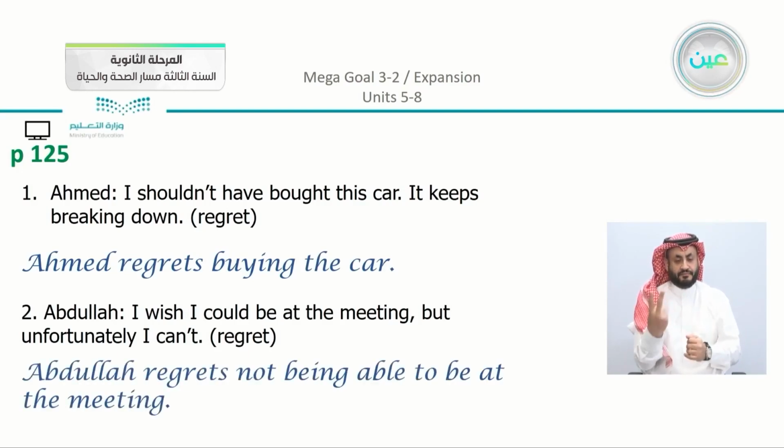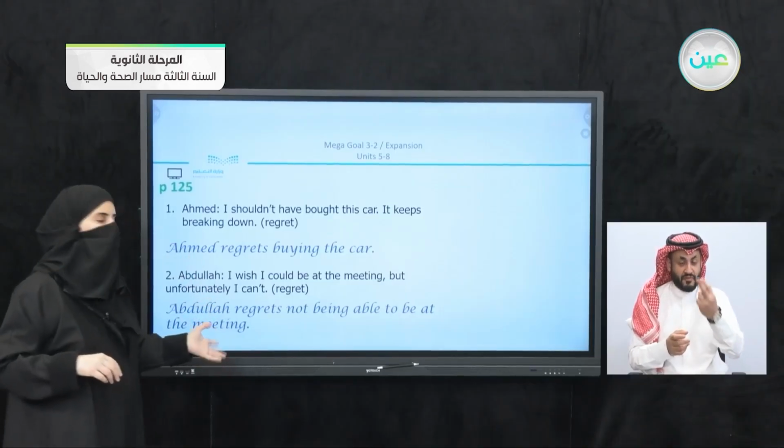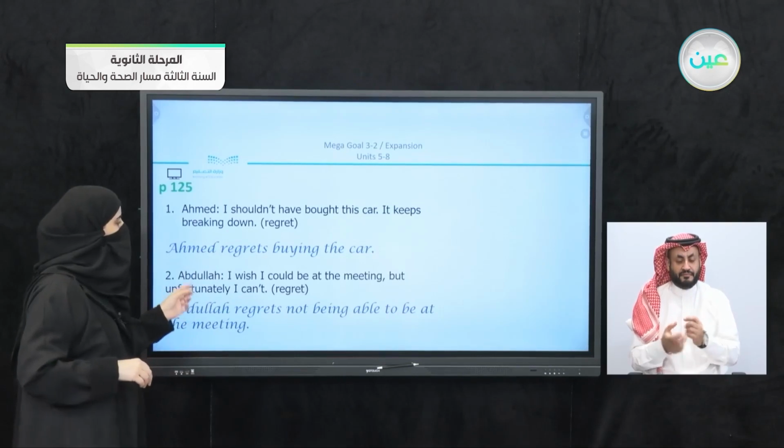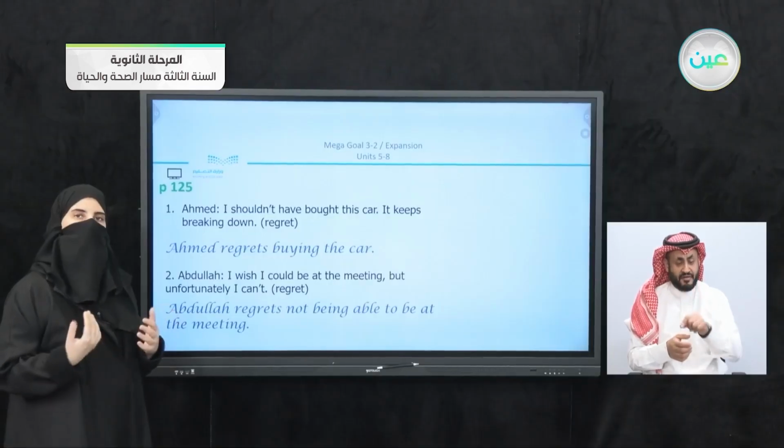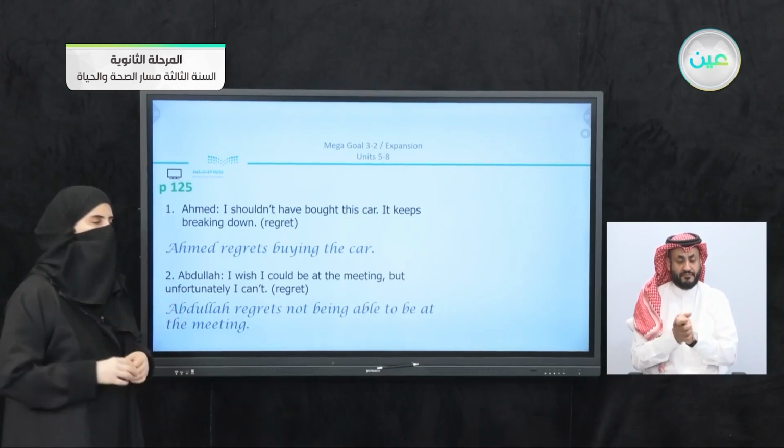In the second sentence, you can see the difference. Adela said, I wish I could be at the meeting, but unfortunately I can't. Also, there is regret. But here, note the difference between the two sentences. The second one, Abdullah regrets not being able to be at the meeting. So here you can see that we have the same verb, but we used it in different structures.